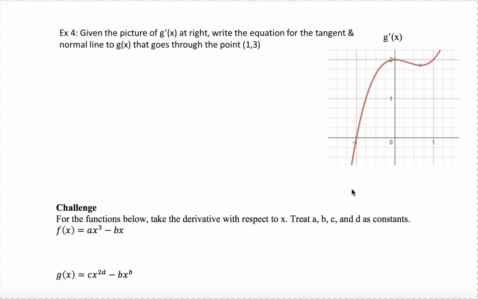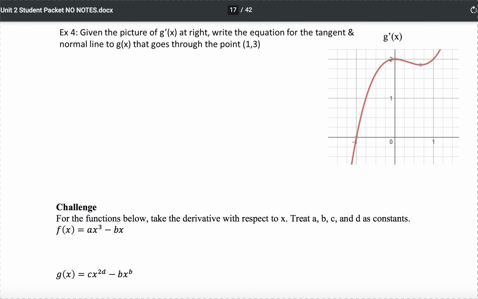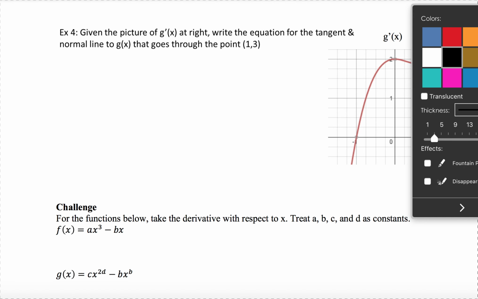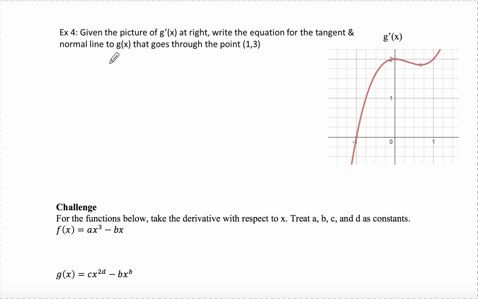Well, what about this? What if we're given the picture of a derivative and we want to write the equation for the tangent and normal line to the graph of g? Now, g is not what we're given. That's the original equation. We want to write the equation of the tangent and normal line to the graph of g that goes to the point 1, 3. So I have my students write this out. I want you to get in the habit of doing this. We know the point. The point it's going to pass through is 1, 3. To write an equation, we also need a slope.